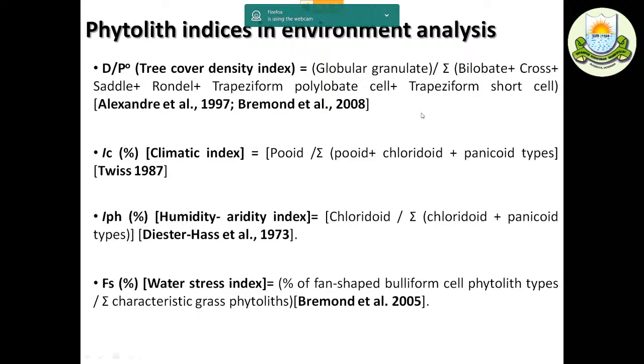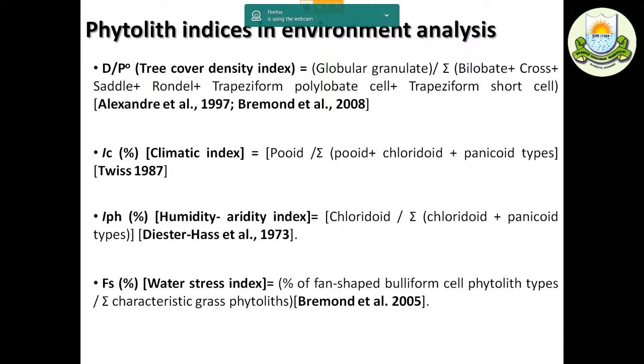If this index shows values greater than 1, that means during the time of deposition there was a forest nearby. But if the values are lower than 1, it suggests a grassland condition and dominance of grasses. But it cannot portray whether the grasses are C3 or C4. That can be done by this IC or climatic index.